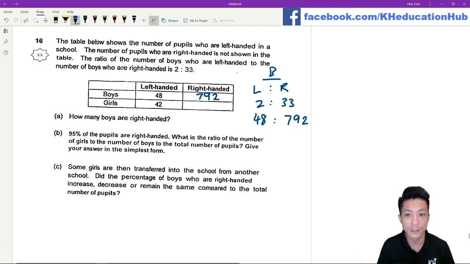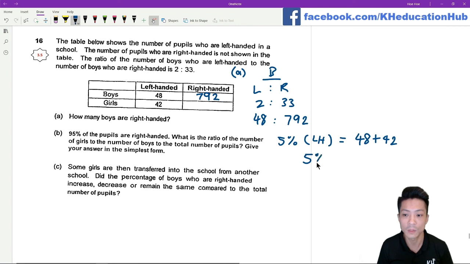In part B, 95% of the pupils are right-handed. What is the ratio of the number of girls to the number of boys to the total number of pupils? Give your answer in the simplest form. If 95% of the pupils are right-handed, it means that 5% are left-handed, which is equal to 48 plus 42. So 5% is equal to 90.